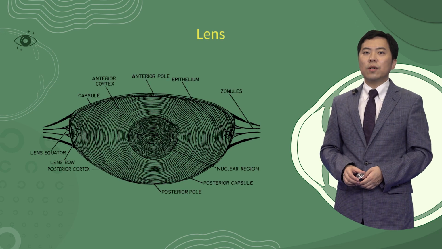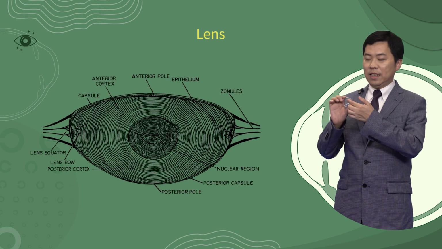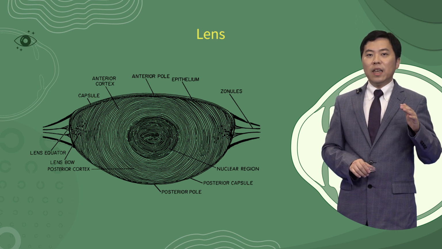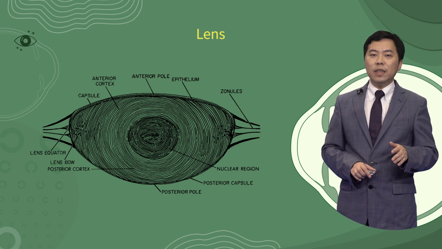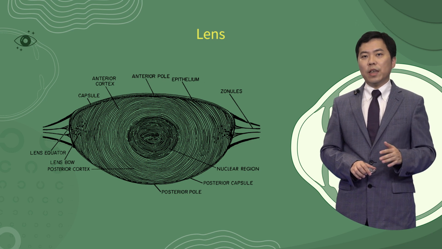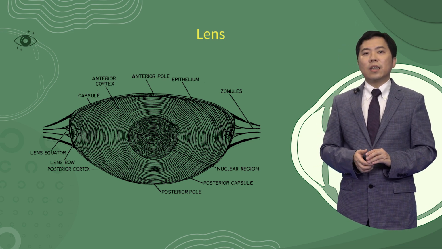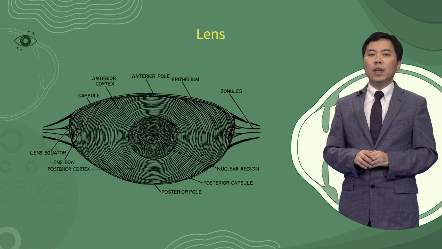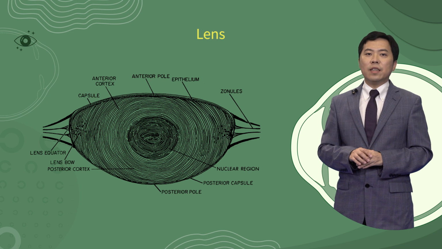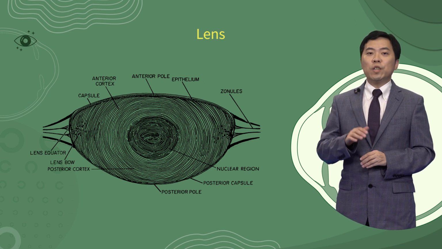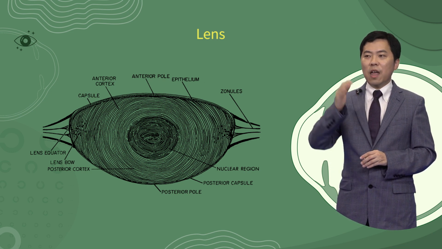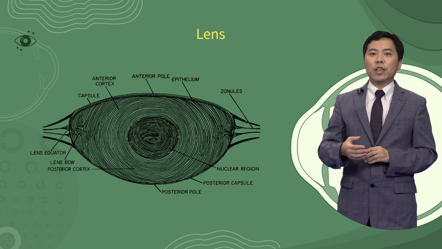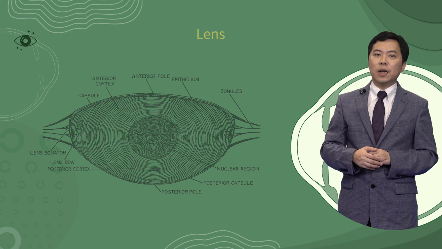The second internal component of eyeball is the lens. There is a capsule at the outside. Inside, we have epithelium, cortex, and nucleus. There are also zonules connecting the lens to the ciliary body. The function of the lens is accommodation, which means that we can see both near and far objects. That's because the lens can change its shape and refractive power.